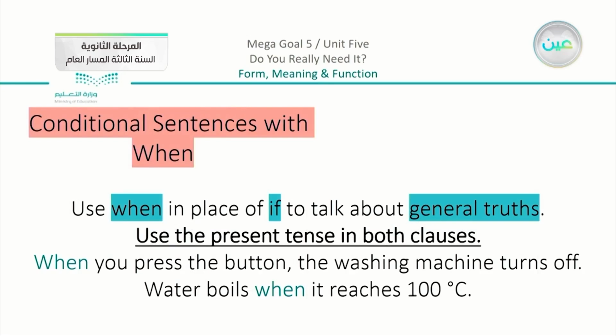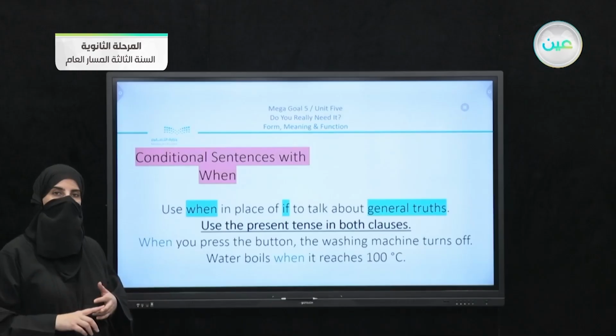Now moving on. With this kind of conditional sentence, I can use when instead of if. So I can replace here. So instead of saying if you press the button, the washing machine turns off, I'm going to say when you press the button, the washing machine turns off, and you can see that there is no difference. So use when in place of if to talk about general truths. So put in mind that we are still talking about general truths. We are going to use the present tense. There's nothing that has changed.